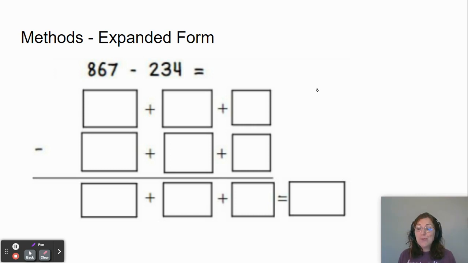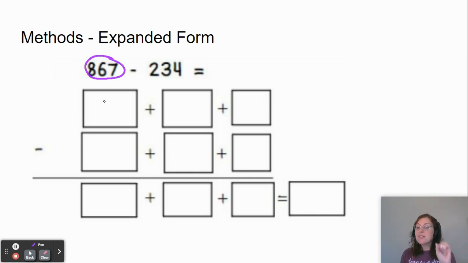Yeah, he really struggled with borrowing. He really struggled with that. And so we had to find other methods that would help him to do the subtraction while still practicing with the borrowing. So let me explain how this method works. You start with the expanded form of a number. We'll do 867 first. Now, expanded form means that we take each place value.